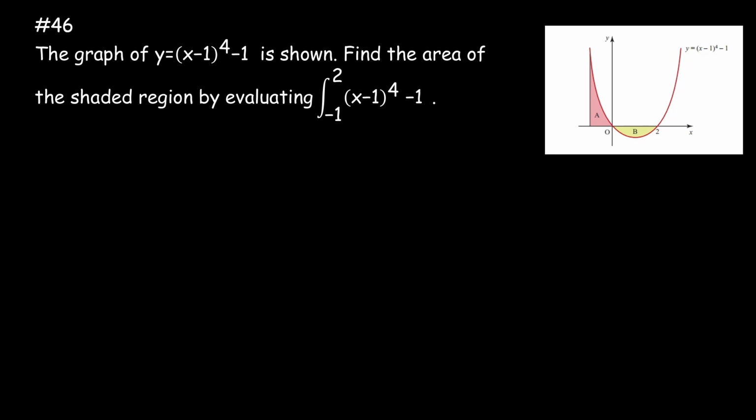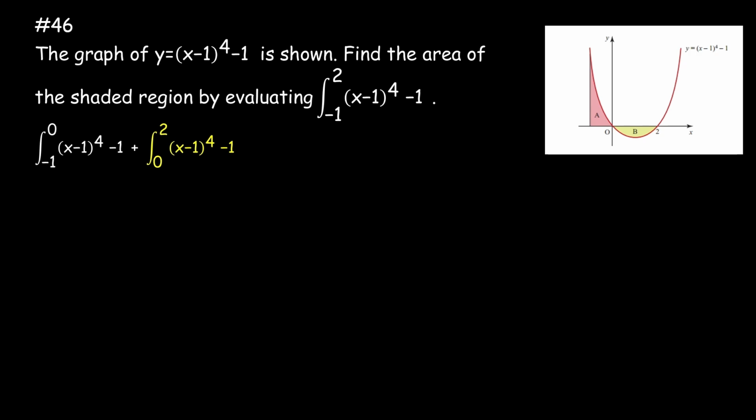So we need to actually separate this graph into two parts and integrate twice. When we integrate the section B part, we need to find the absolute value of the function because it's going to give us a negative value. So in that case, this would be the integral from -1 to 0 of the function plus the integral of 0 to 2 of the same function.